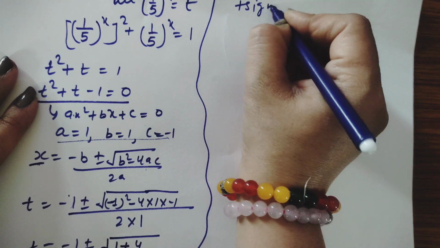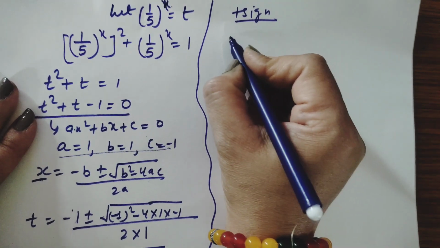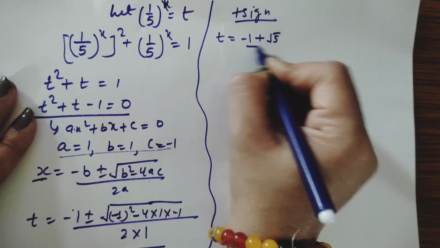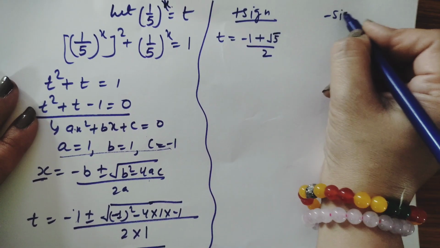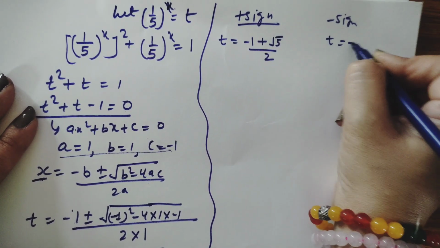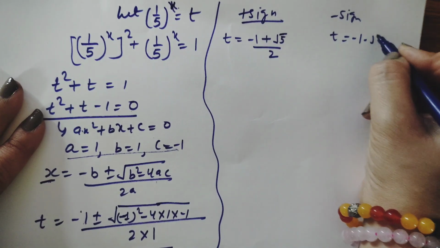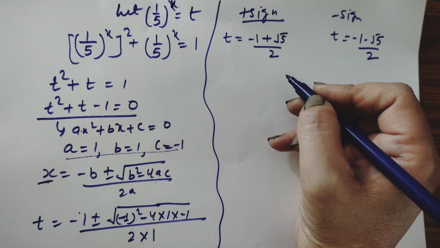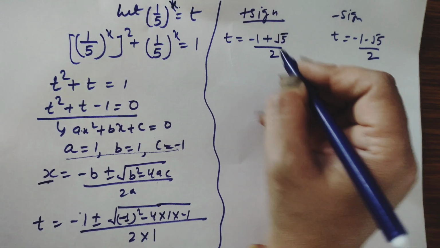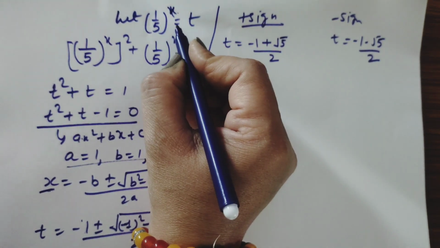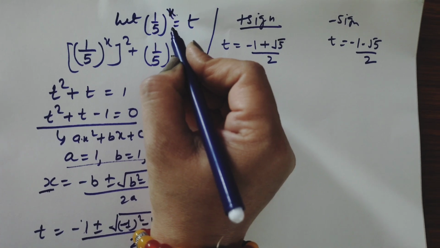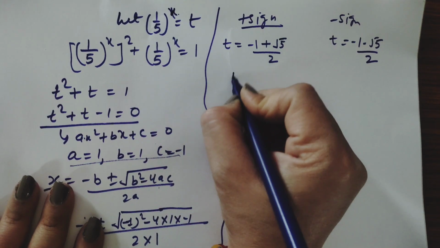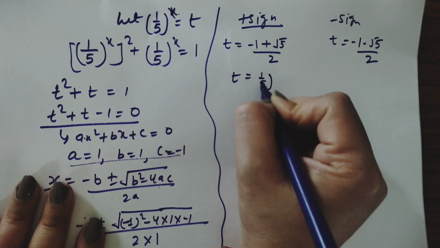If you take the positive sign, the t value is t equals (minus 1 plus root 5) by 2, and if you take the negative sign, the t value is (minus 1 minus root 5) by 2. Now recall what our t is initially. You can see the t value is 1 upon 5 power x. This is t equals 1 upon 5 power x.